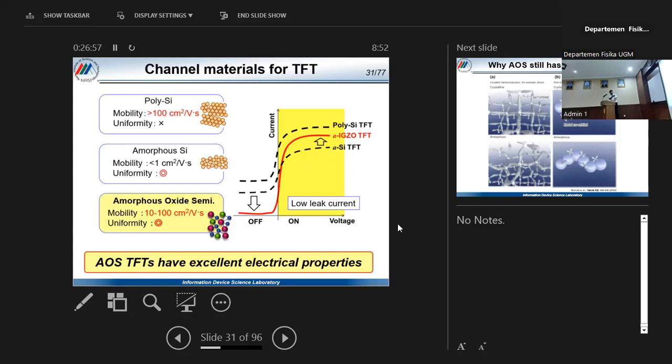So let me explain this plot. Maybe it's not familiar for everyone. Basically, we call this the transfer characteristics. You have two parts here, the on current here and the off current here. Basically, we want the on current to be as high as possible, and we want the off current to be as low as possible.